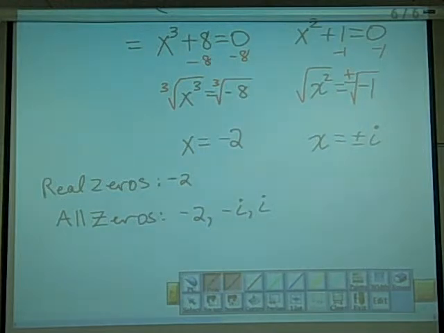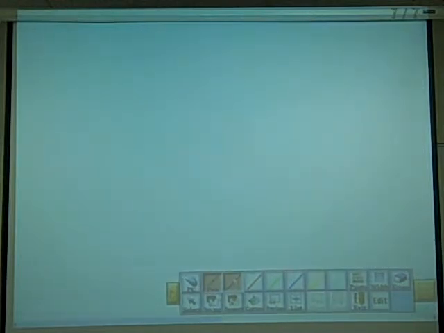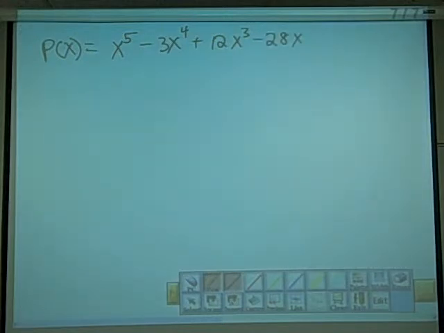Okay, now in class for this next one, one class I got part of the way, in one class I did the whole thing. So we'll just go ahead and do the whole thing on this one. We have P of x is equal to x to the fifth minus 3x to the 4th plus 12x cubed minus 28x squared plus 27x minus 9.